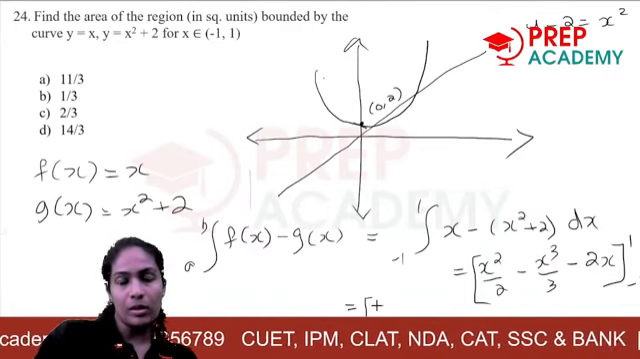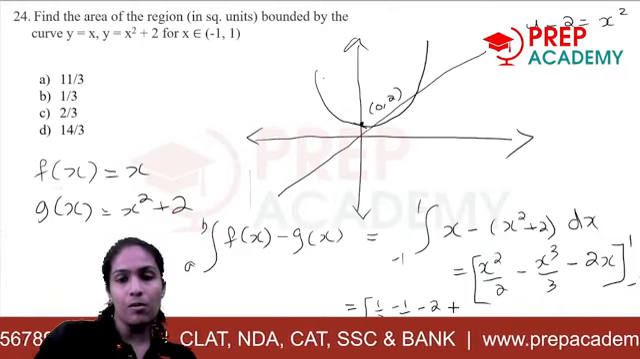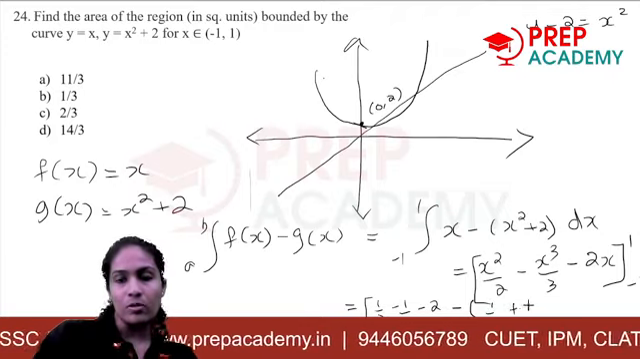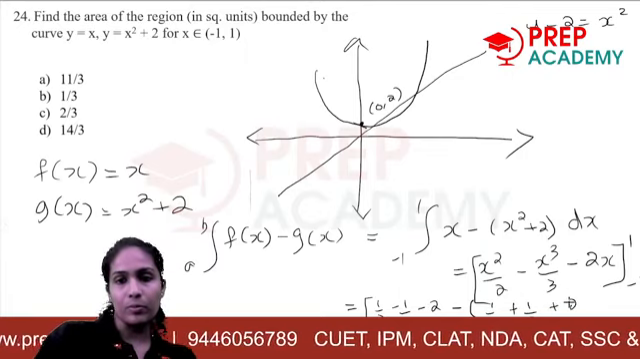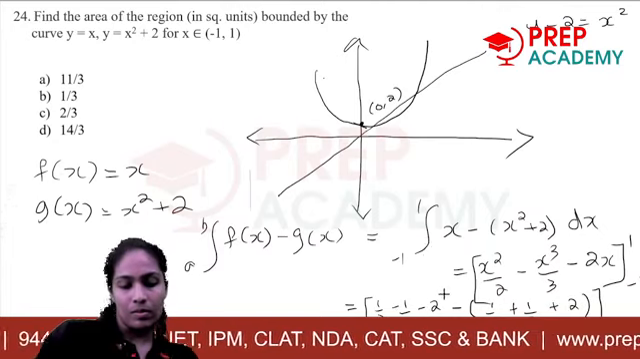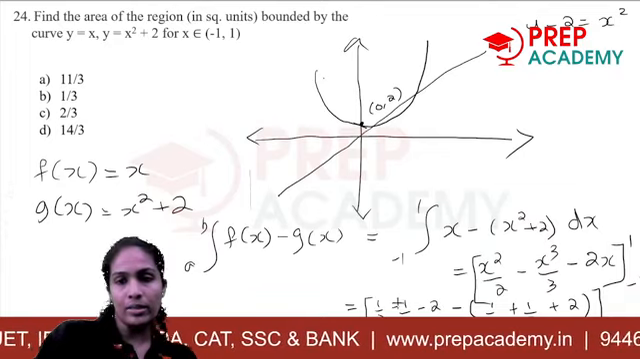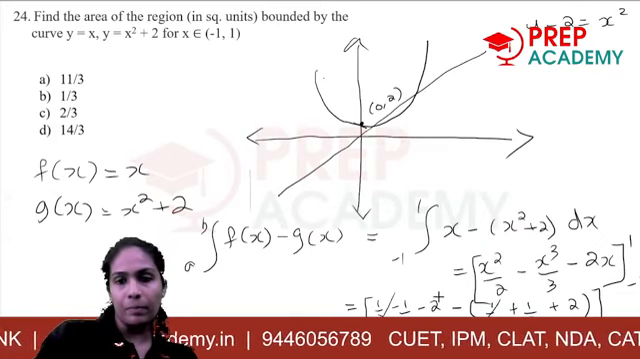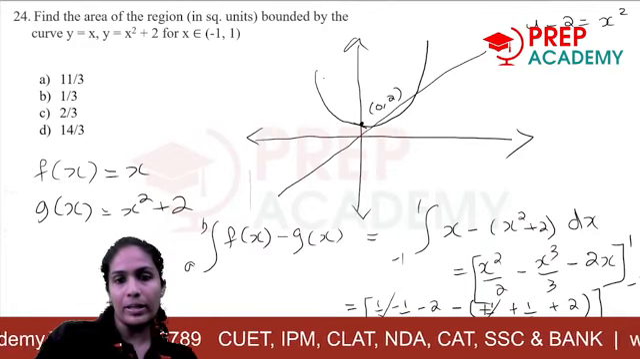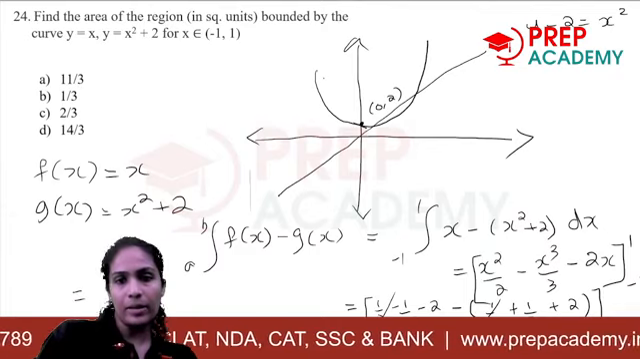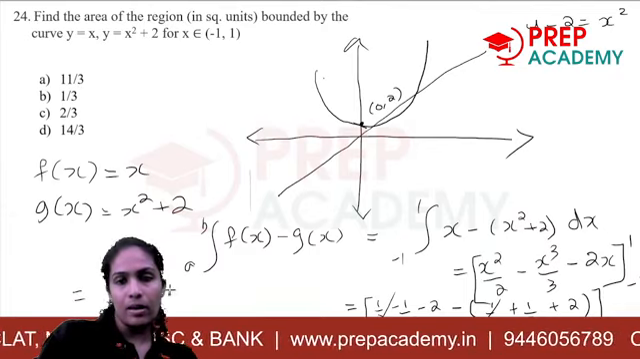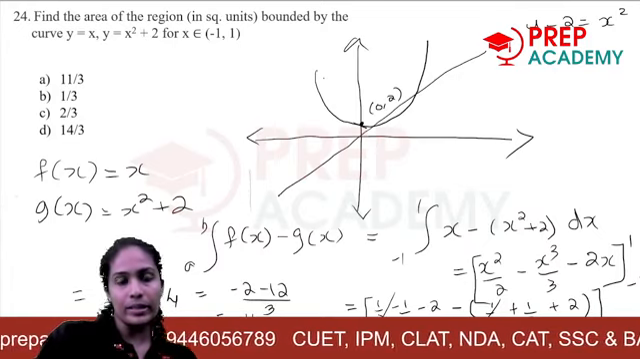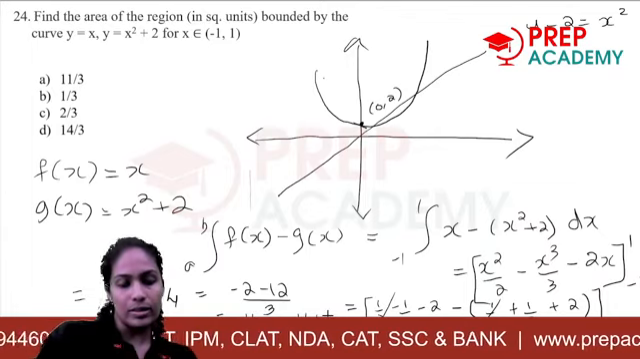On applying the upper limit, 1 by 2 minus 1 by 3 minus 2, minus the lower limit: minus 1 square is 1, that is 1 by 2, minus of minus 1 cube is minus 1, so plus 1 by 3, minus 2 into minus 1 is plus 2. Now opening the brackets, 1 by 2 and 1 by 2 get cancelled. Minus 1 by 3 minus 1 by 3 is minus 2 by 3, minus 4, which is minus 14 by 3. Since it's the area, we take the modulus value, that is 14 by 3, option B.